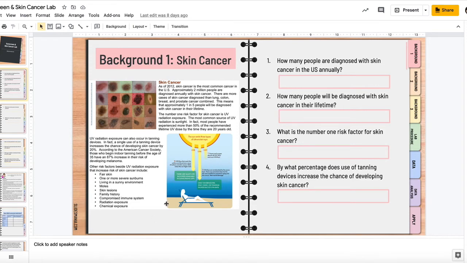There are varying answers out there, but in order to get full credit, I would like you to use the information that's here in the lab for you. So you'll answer those 4 questions. That background is on skin cancer, some statistics and things like that.